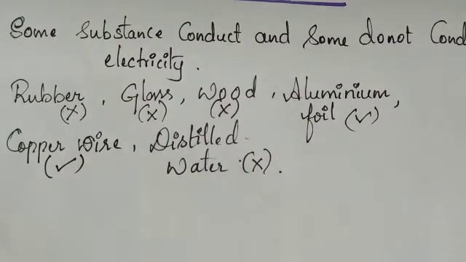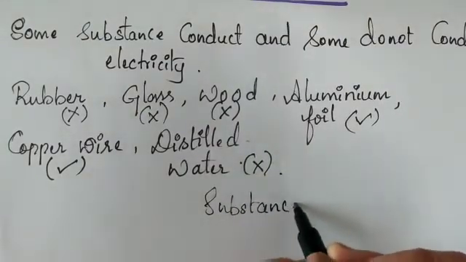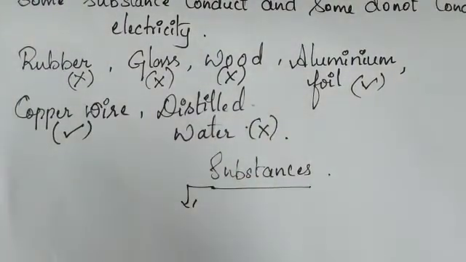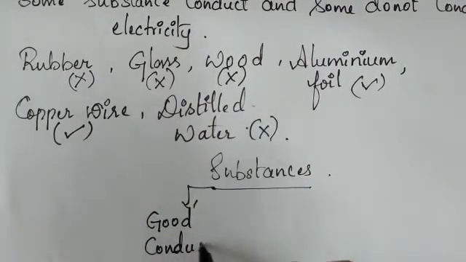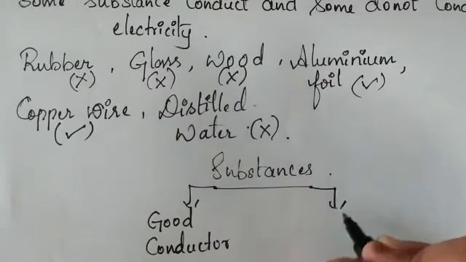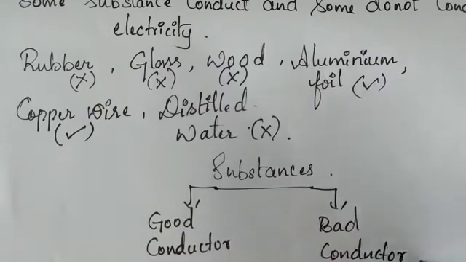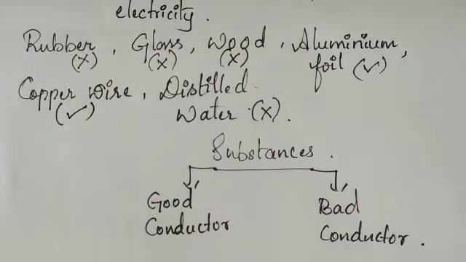Now I can classify the substances into two groups. Based on the conduction of electricity, one group is good conductors and another is bad conductors. Based on whether they conduct electricity or not, we can classify substances into two groups: good conductor and bad conductor.